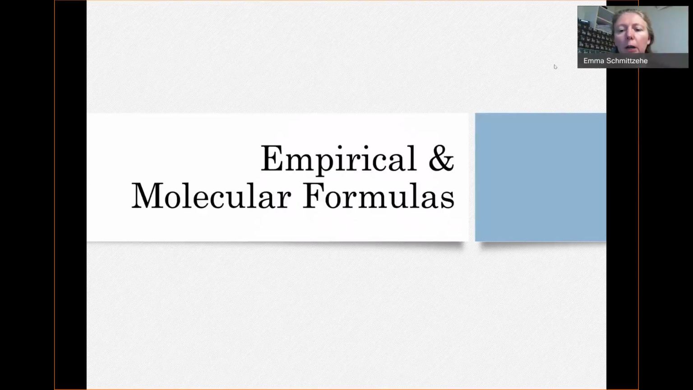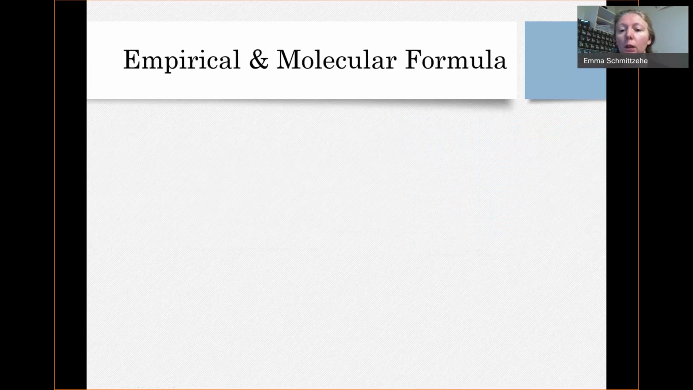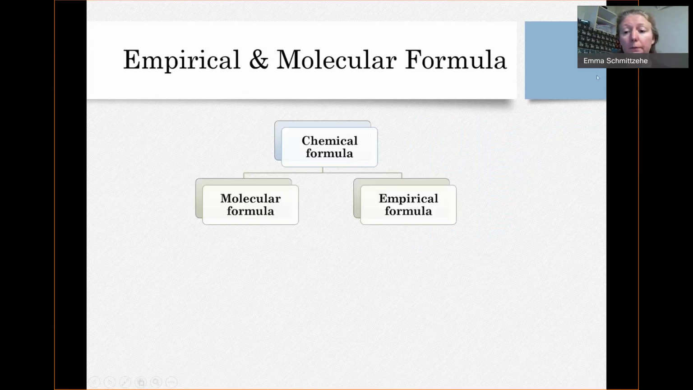Okay, I'm going to talk about empirical and molecular formulas. So first, an empirical formula and a molecular formula, those are just types of chemical formulas. So you have kind of these two different types that we can write. Now, most often what we write down is what we would call the molecular formula, but sometimes that could be the same thing as the empirical formula.